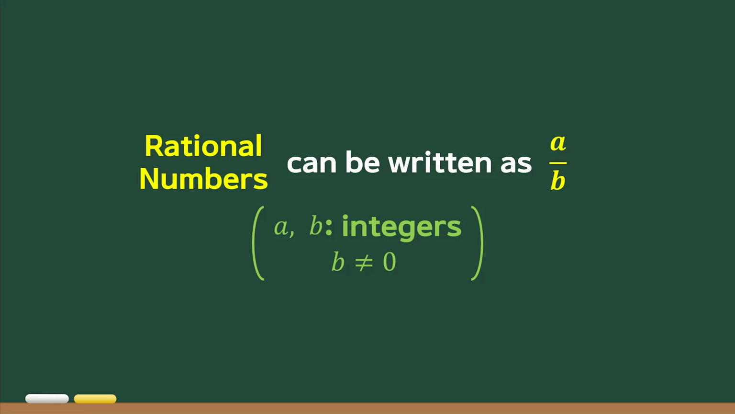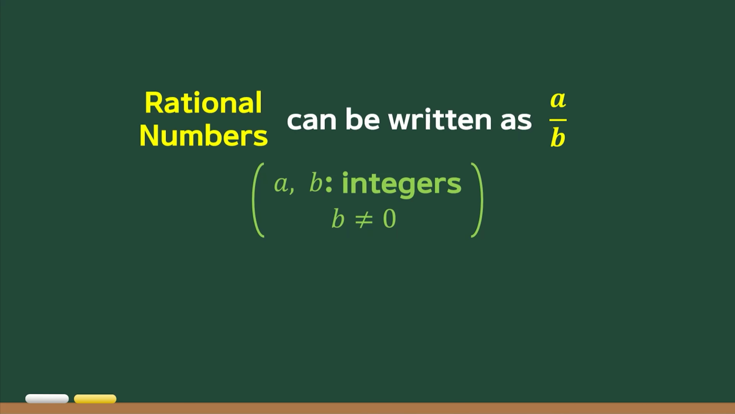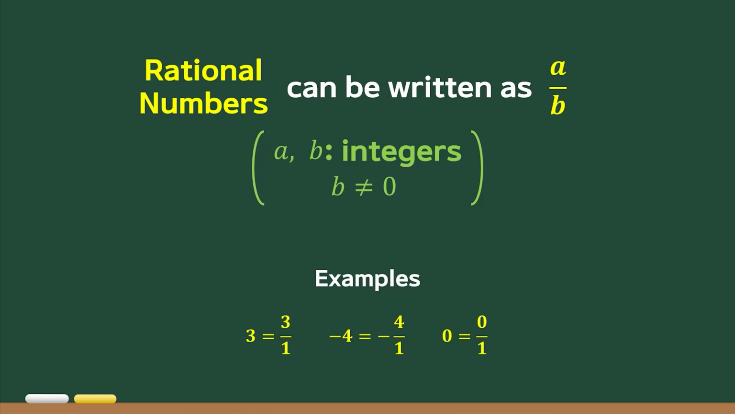This definition helps us see something very important. Every integer is a rational number. Why? Because every integer can be written as a fraction with denominator 1. For example, 3 equals 3 over 1, negative 4 equals negative 4 over 1, and 0 equals 0 over 1. So, every integer belongs to the larger family of rational numbers.